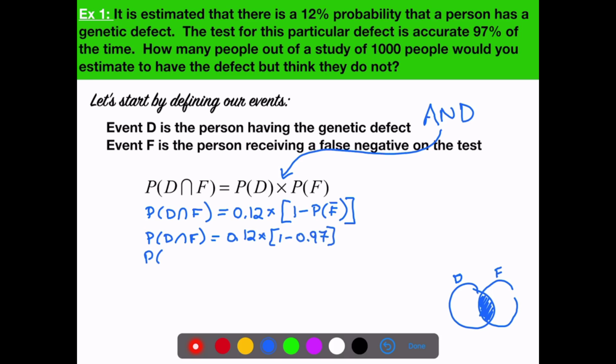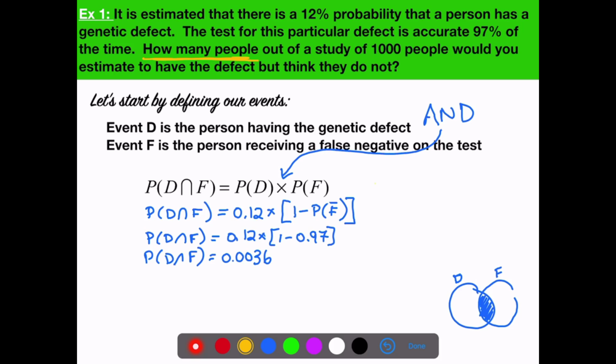And when I calculate that all up, I end up getting 0.0036. Okay, then I reread the question. Have I actually answered the question? Well, the question was the last sentence. Oh, it says how many people? We have not done that. We haven't finalized the question. So we need to make sure we do that.